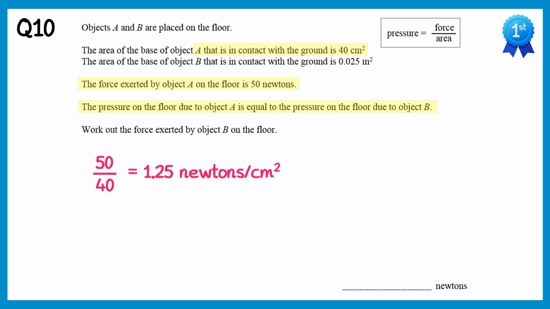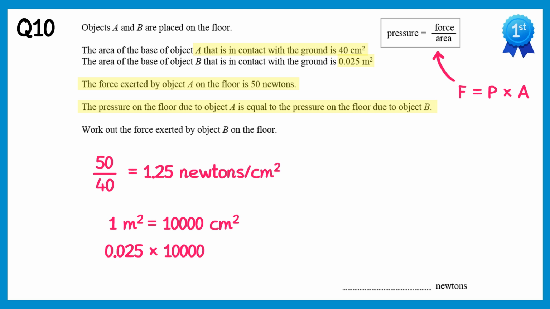If we look at the formula up here, we can rearrange it to get force equals pressure times area. So to work out the force for object B, we need the pressure, which we now know to be 1.25, times the area, which is 0.025 meters squared. But we must be careful. This 0.025 is in meters squared, but the others were in centimeters squared, so we must convert it. 1 meter squared is equal to 10,000 centimeters squared. So we take the 0.025 and times it by 10,000, which gives you 250 centimeters squared.